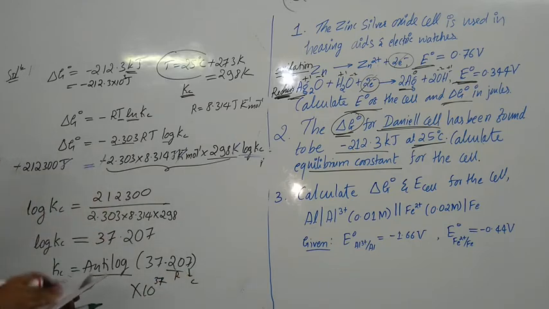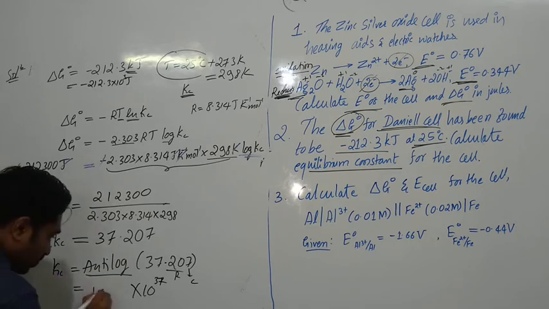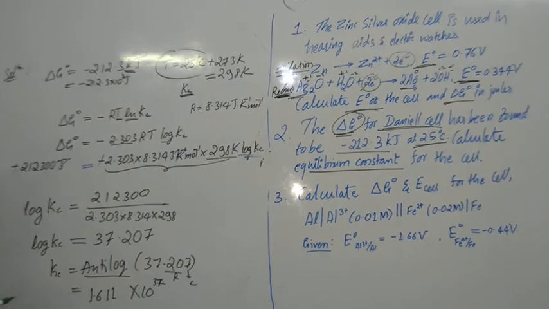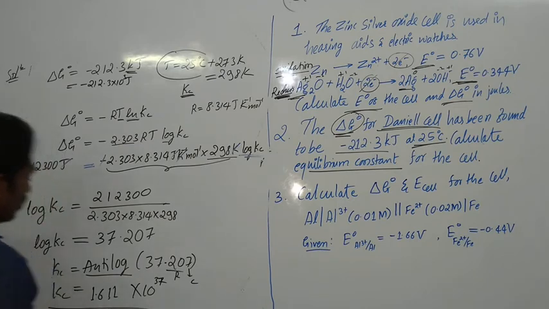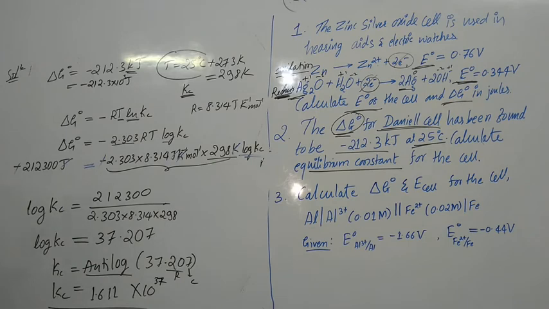0.20 row, the 7th column is 1611. So it is 1611, and after one number there is a decimal point. So the value is found to be Kc is equals to 1.611 into 10 to the power 37. So this is my answer.